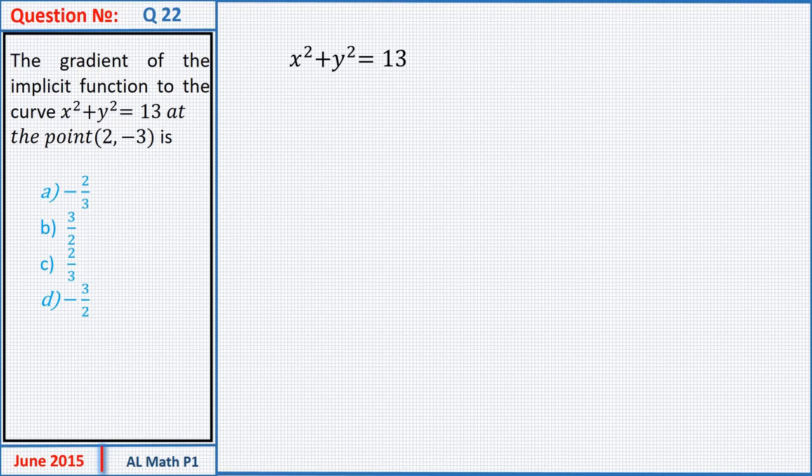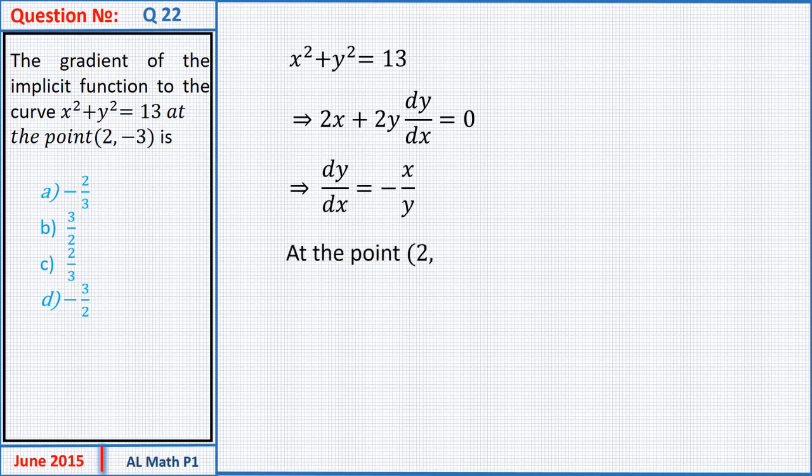So we differentiate x squared, we have 2x. We differentiate y squared, we have 2y dy by dx, because we differentiate y with respect to x. Equals, we differentiate 13, we have 0. Making dy by dx equal to negative x on y. Replacing the value at the point 2, negative 3, we have our dy by dx equals 2 on 3. And compare with the answers we have.